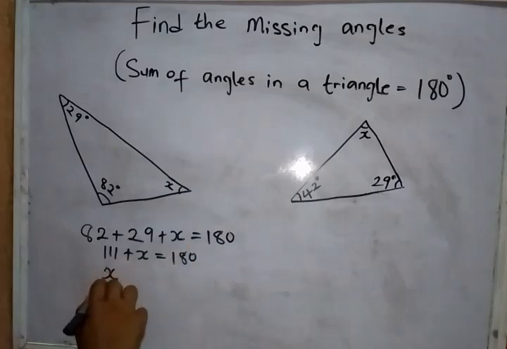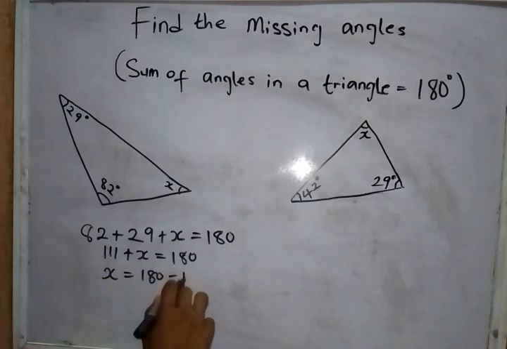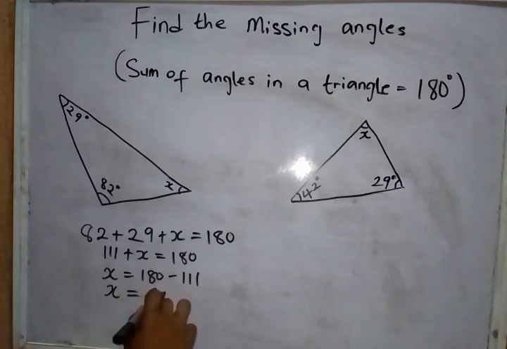X equals 180 minus 111, which will give us X equals 69 degrees. So the value of X there is 69. So let's move into the next example.